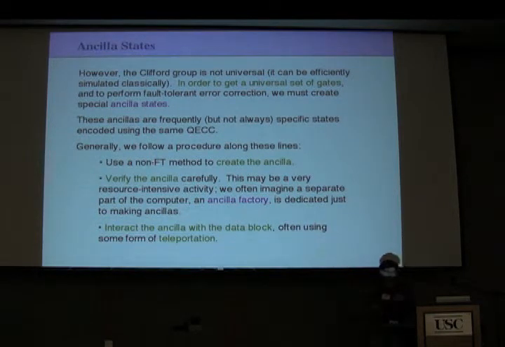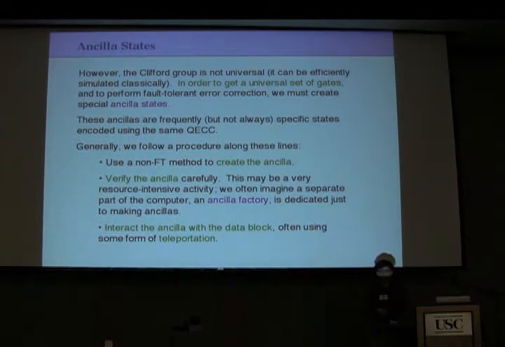So we're going to do some kind of non-fault-tolerant thing to create this ancilla state. And frequently, it's actually going to be a state that's encoded using the same code. But since it's a non-fault-tolerant construction method, the state we get might not be the correct encoded state. So what we have to do is check it somehow.